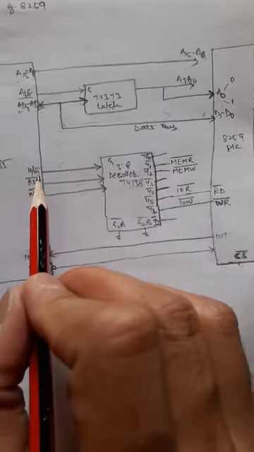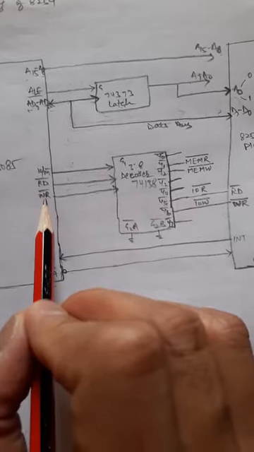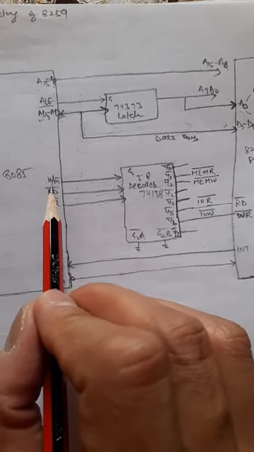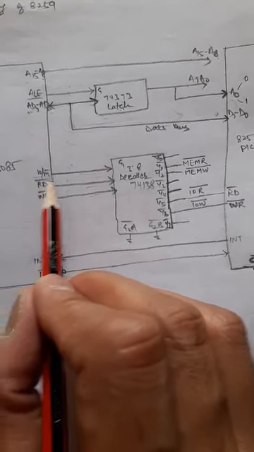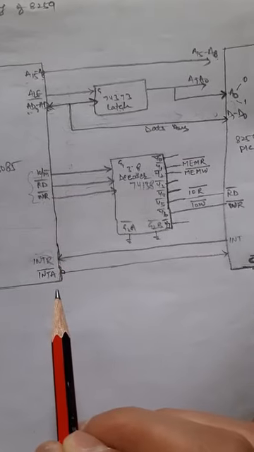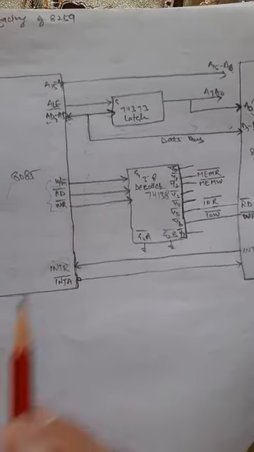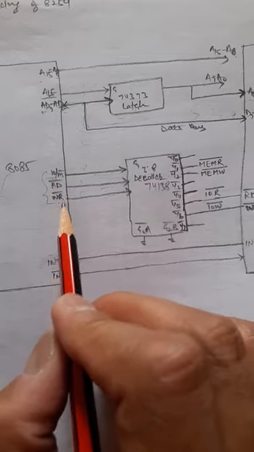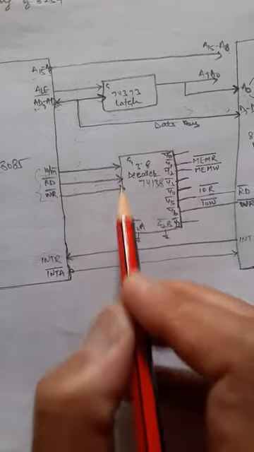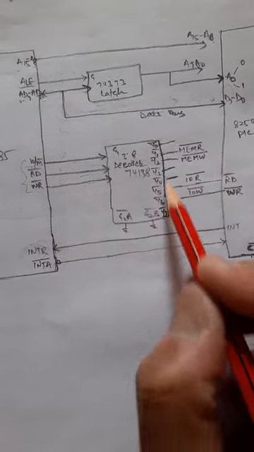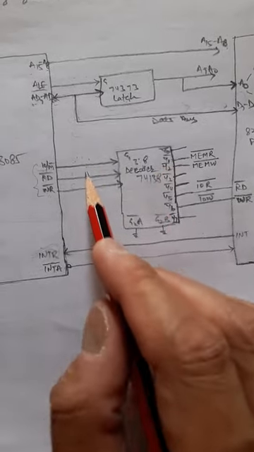Okay, so what are the 3 inputs? We have used read bar and write bar, these are the inputs, but we have used IO/M bar. So these are 3 of the control signals of this 8085. Okay, so IO/M bar, read bar and write bar will be the input of this decoder, and the output of this decoder will be based on the values of these inputs.